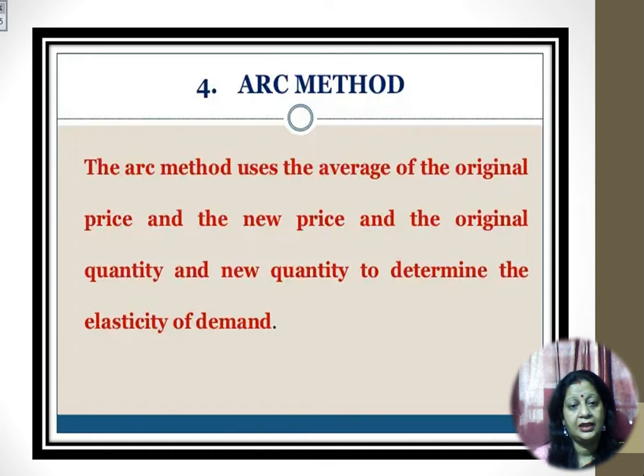Arc method. The arc method uses the average of the original price and the new price and the original quantity and the new quantity to determine the elasticity of demand. Due to some reason or the other, if the price of the goods increases or decreases, due to which the demand of those goods increases or decreases, that change in the price level of the commodity and the demand of the commodity can be measured with the arc method.